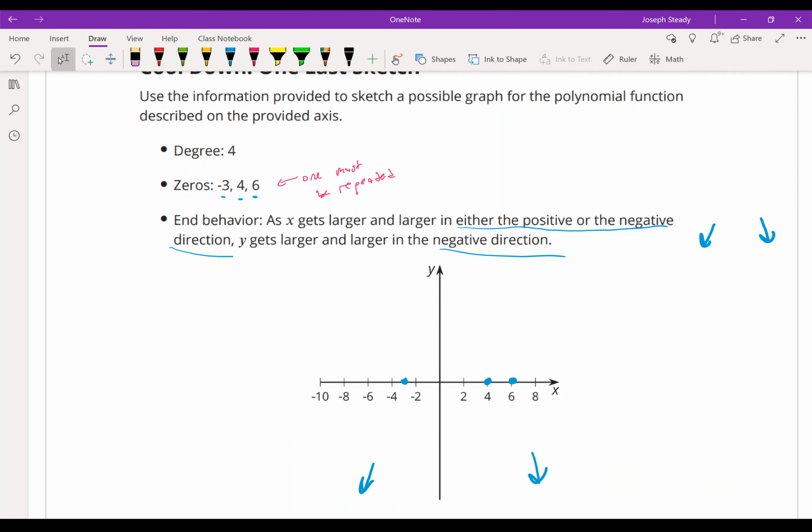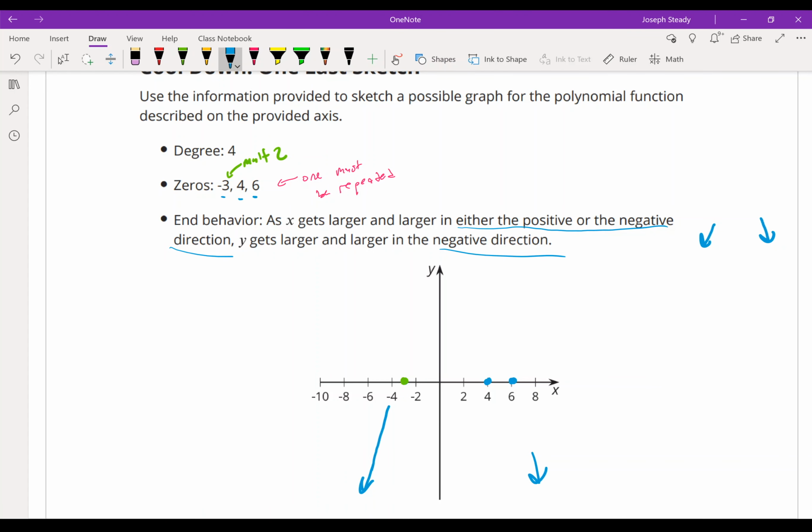So let's go ahead and just pick one. They don't tell us which one has to be repeated, so we can just pick whichever one we want and see if things work out. So I'm just going to decide right now that I'm going to give -3 a multiplicity of 2, which means that this x-intercept here, the -3 x-intercept, my graph's going to bounce at that point. So let's see if that sketch works.